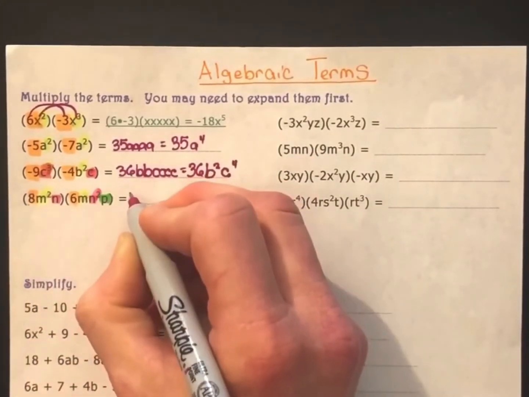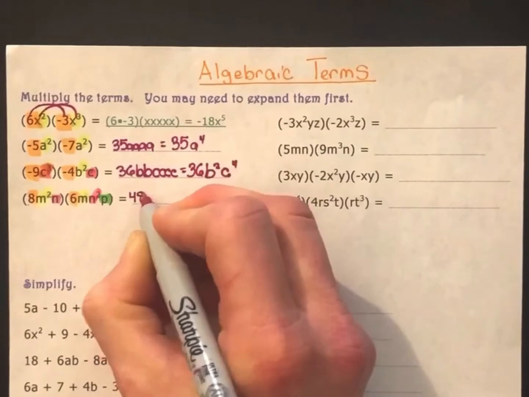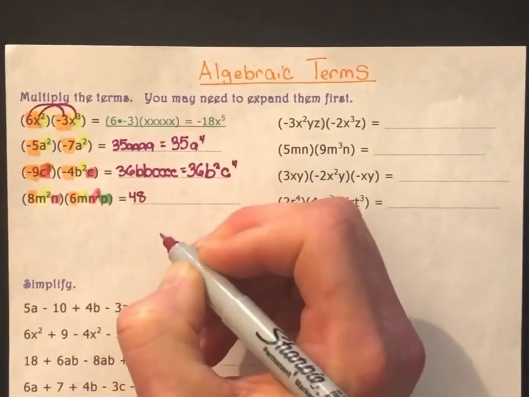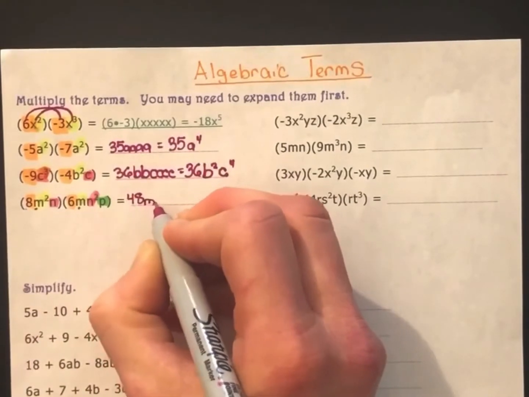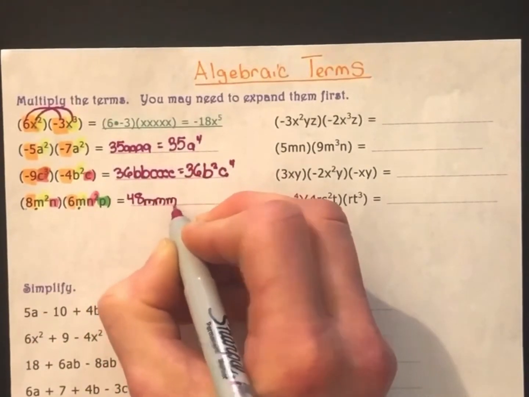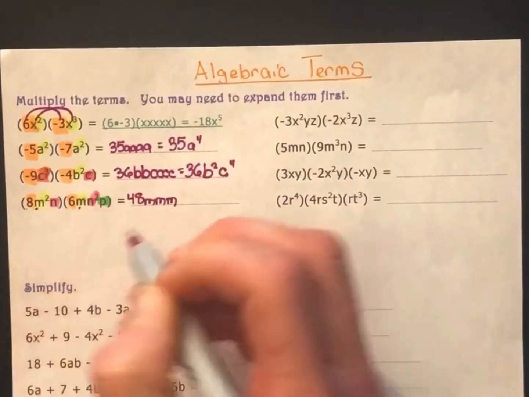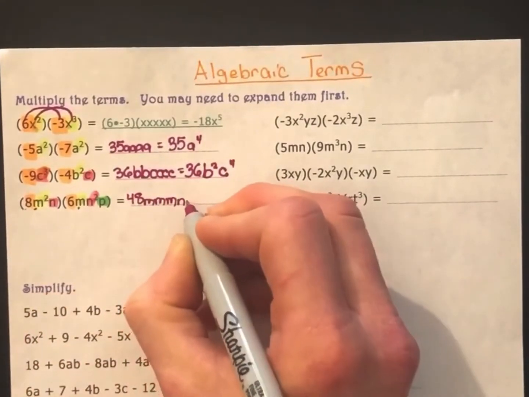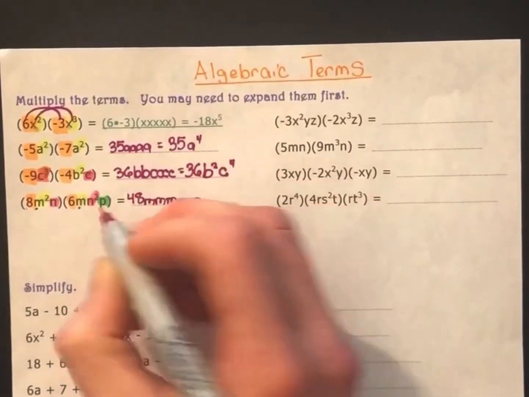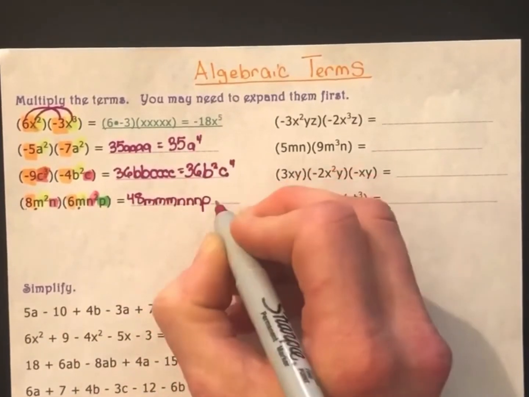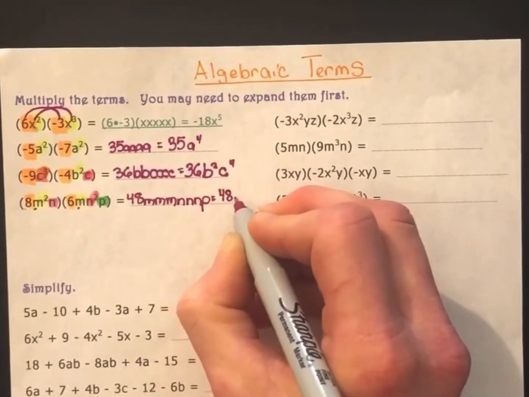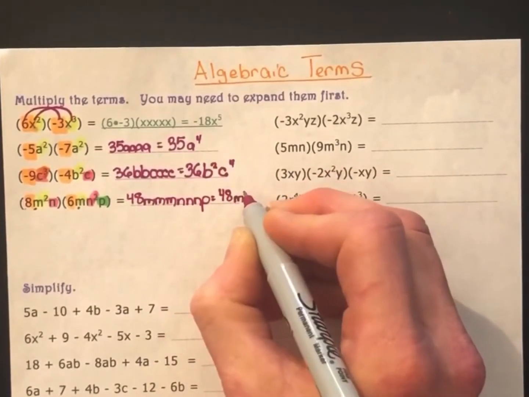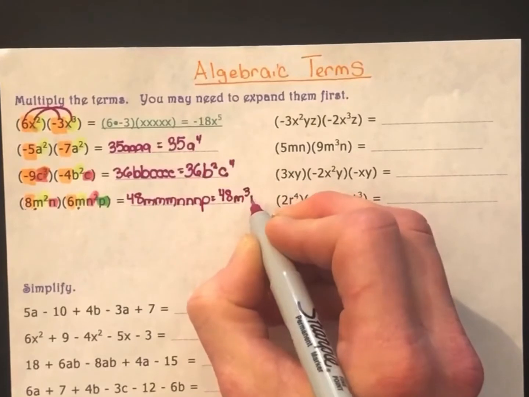On to the last one. 8 times 6 is 48. Let's look at the m's. Remember, alphabetical order. We have m times m 3 times. And then we'll do all of our n's. And finally, our p. Let me go ahead and simplify this. 48 m to the 3rd power, n to the 3rd power, and p.